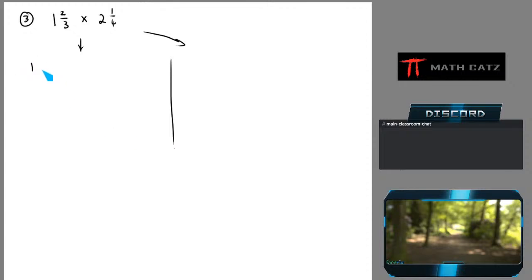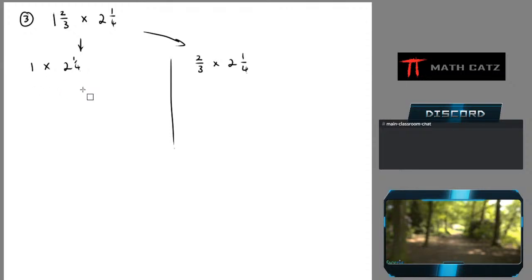One is I have 1 times 2 1/4, and then I get to also take 2/3 of 2 1/4. See how much I end up with. So I only get to keep the 2 1/4 once, but it's better than nothing.